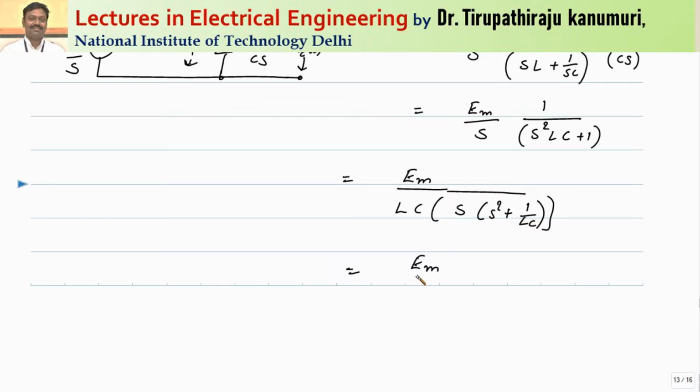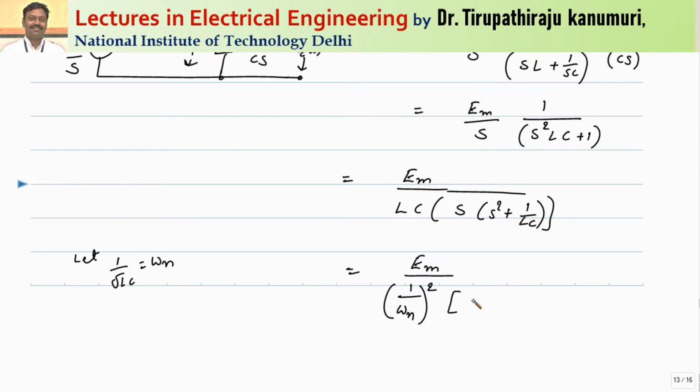So this I can write as E maximum divided by, so this 1 by root LC I am taking as omega n. So this LC I can write as 1 by omega n square, agree with me? So this I can write as omega n square. So this is called the natural frequency of oscillation. Why it is like that, I am going to prove it.